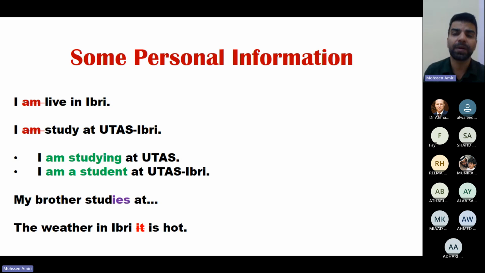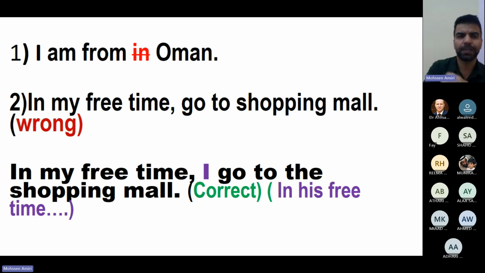And when we talk about weather, for example, if a teacher asks you, how is the weather of Ibri? Many students say that the weather in Ibri, it is hot. Nope. You don't say the weather in Ibri, it is. Then you don't need to say it here. So simply you can say the weather in Ibri is hot. The weather in Ibri is hot in the summer, and cool in the winter, for example, you can say.